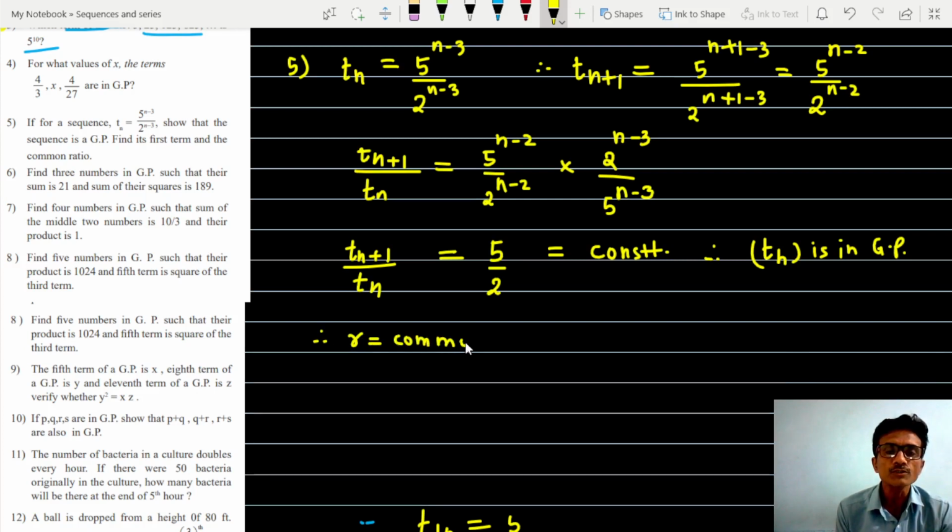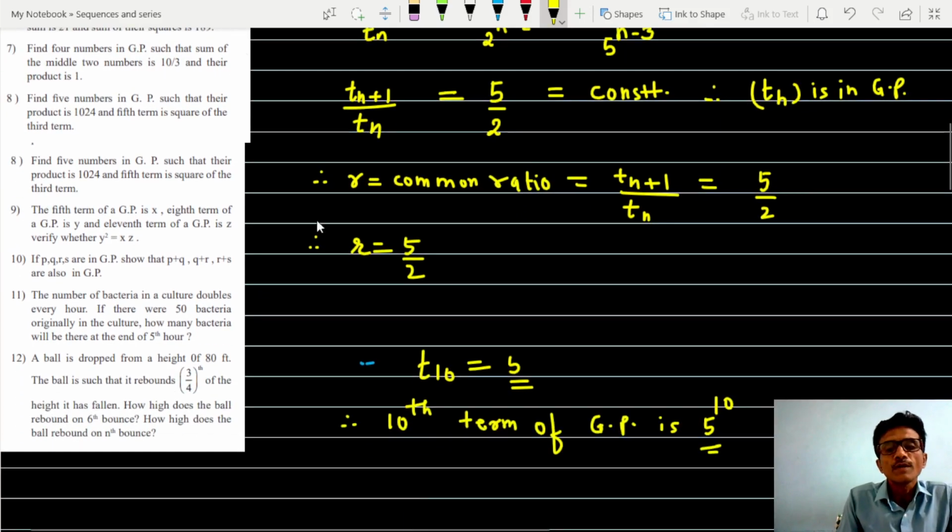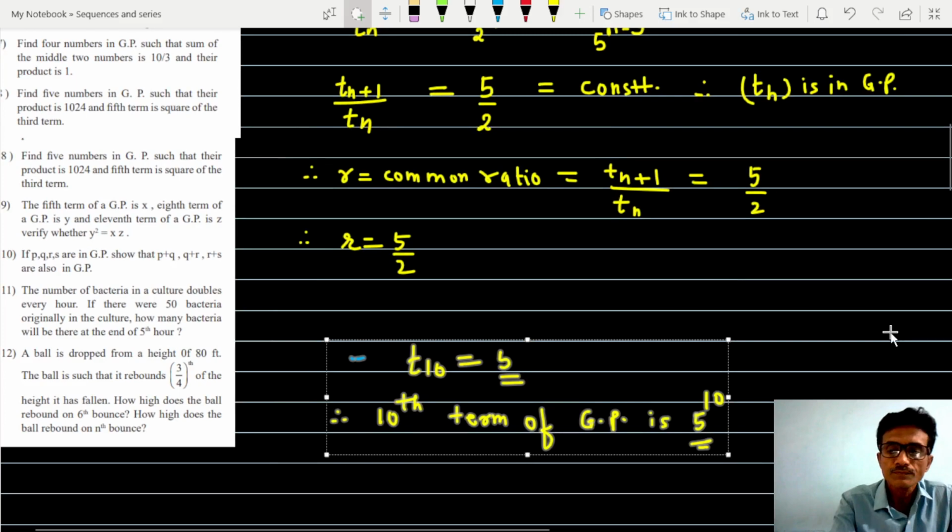Therefore the common ratio R is what? Common ratio is equal to how much? Tn plus 1 upon Tn. What is that? It is 5 by 2. So common ratio R is equal to 5 by 2. Okay, it is 5 by 2. Common ratio R is equal to 5 by 2. Now we have to find what? First term of this GP.